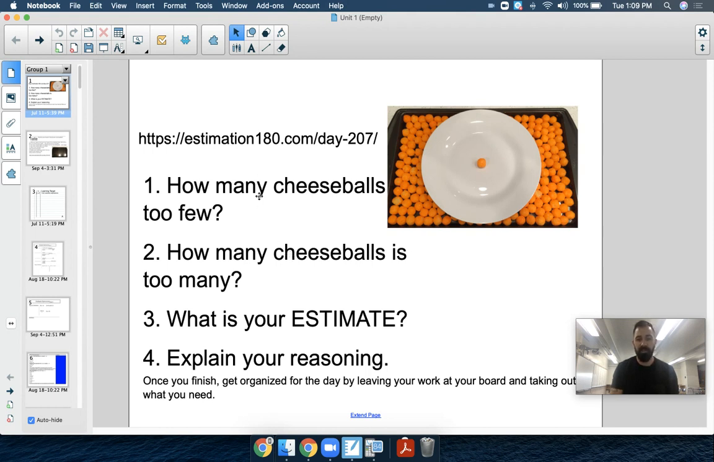How many cheese balls are too few? So you're trying to estimate how many cheese balls would fit on this plate. There's one, and that's kind of what they all look like together. How many is too few? How many are too many? What's your estimate? Explain your reasoning at home, or you can send me a comment at the bottom on YouTube. Then go to that page up here and check it out.